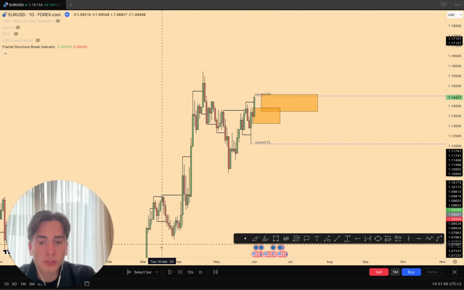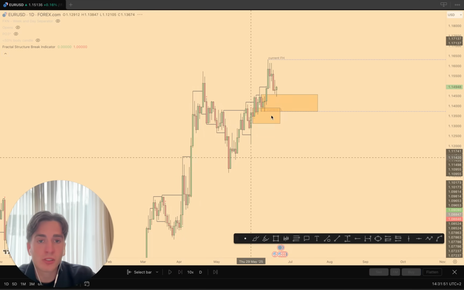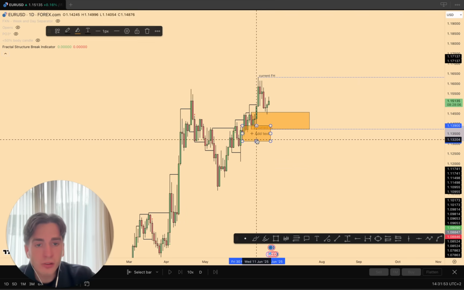So that's how I use fractal structure to my advantage, and as you can see, after tapping into that demand zone, the market headed up higher. So a very good indicator to use.